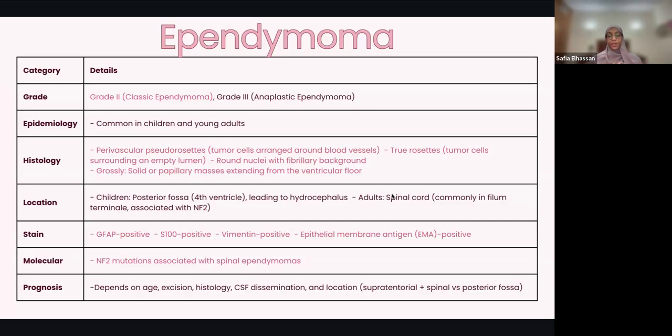So supratentorial and spinal, completely resected supratentorial and spinal ependymomas carry a better prognosis as compared to completely resected ones in the posterior fossa.